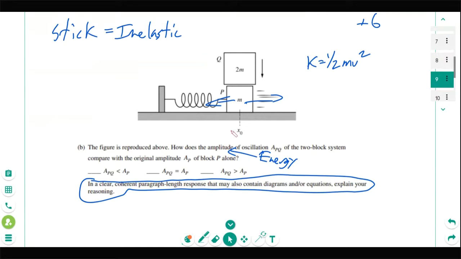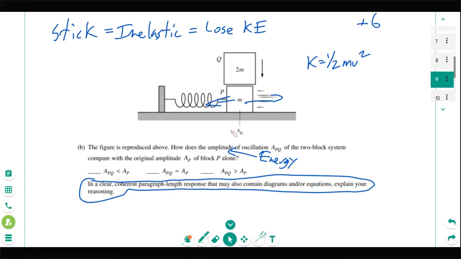And if it's inelastic, that means we lose some kinetic energy. So the total energy here is actually going to be less than it was before we dropped that block on it, because we are losing some kinetic energy.